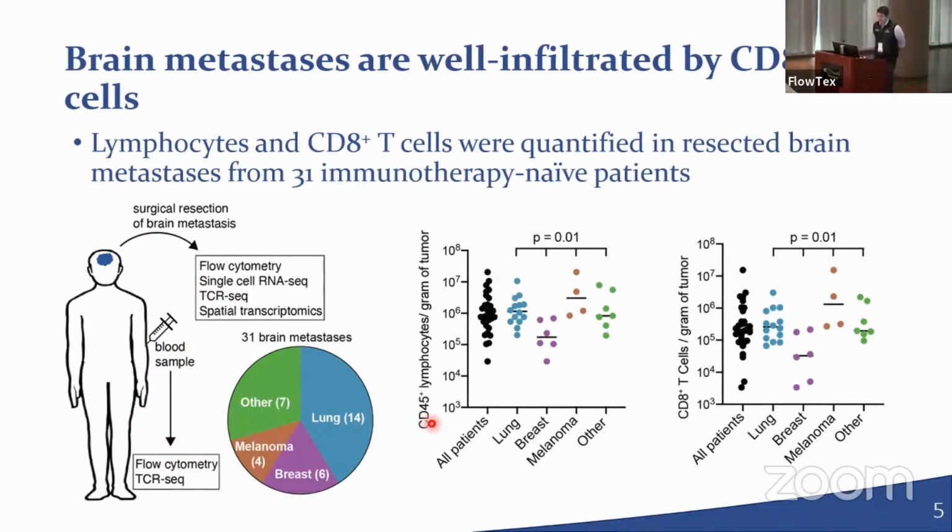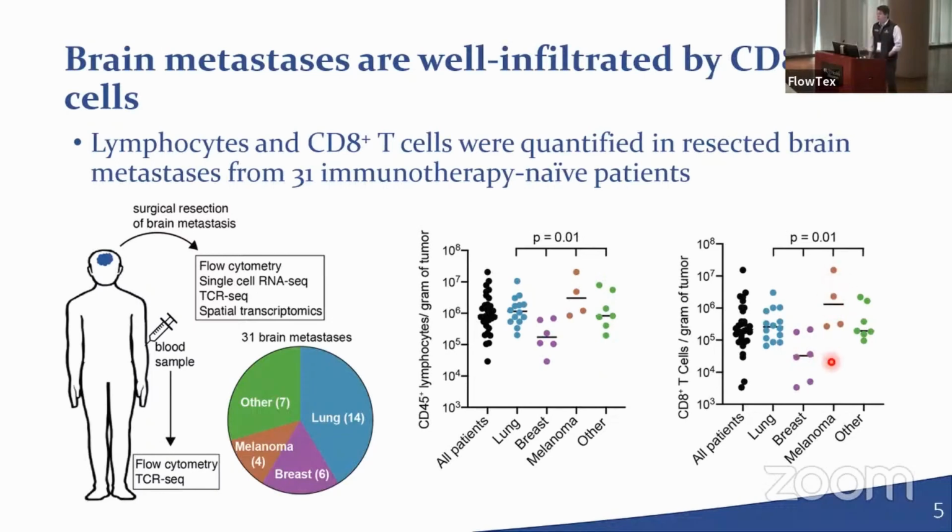And what we found is that brain metastases are actually fairly well infiltrated by CD8 T cells in humans, although this does vary based on the primary tumor type. I'm showing here the number of lymphocytes per gram of tumor, and over here on the right, the number of CD8 T cells per gram of tumor. You see there's a very wide spread, but a lot of this is actually explained by the etiology of the primary tumor. So breast tumors were quite cold, which mimics the primary tumors in this patient population.